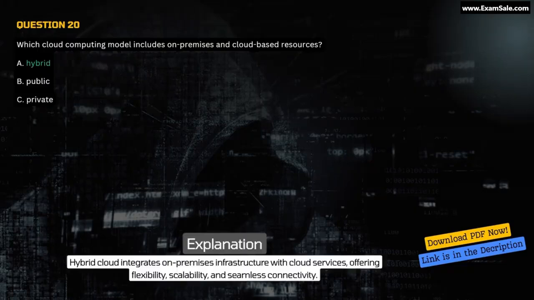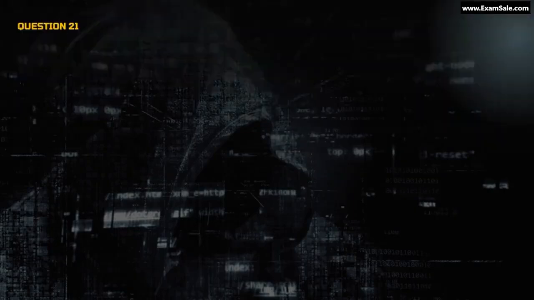Explanation. Hybrid cloud integrates on-premises infrastructure with cloud services, offering flexibility, scalability, and seamless connectivity. Question 21.